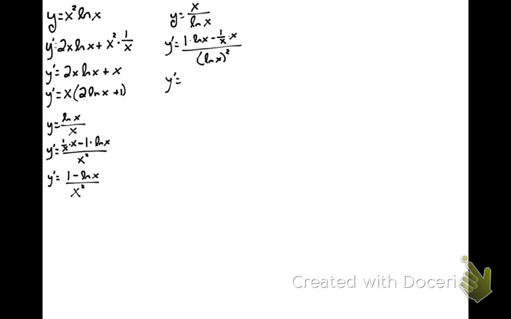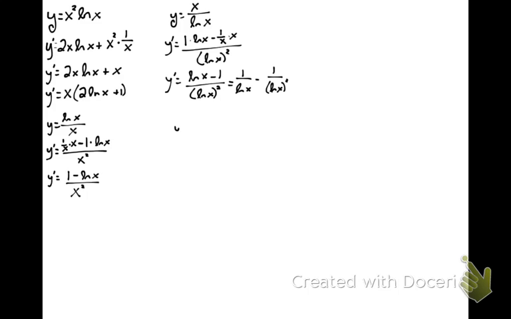And cleaning this up a bit, we'd have the natural log of x minus 1 over the quantity, the natural log of x squared. And you might consider writing this as 1 over the natural log of x minus 1 over the natural log of x quantity squared. Doesn't have to be this way, but something worth noticing because sometimes it's beneficial.